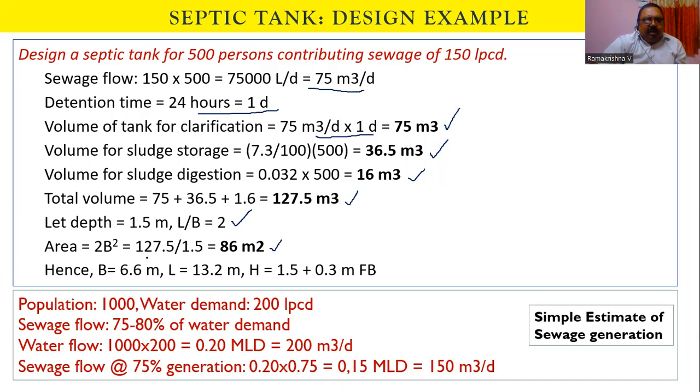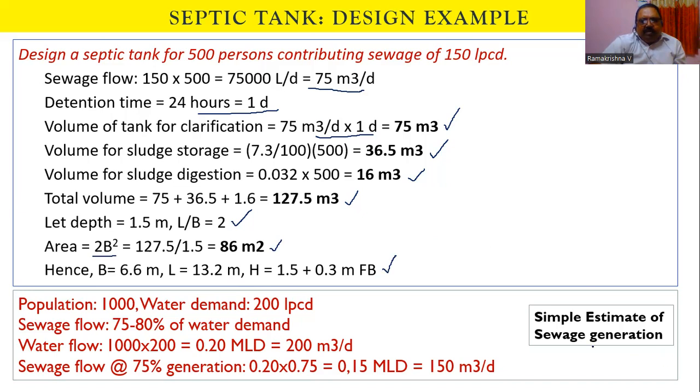Volume by H, the depth, is equal to area. Area is equal to L into B. When L is equal to 2B, it is equal to 2B square. So working out the dimensions, B is equal to 6.6 meters, L is equal to 13.2 meters, and H is equal to 1.5 meters plus 0.3 meters of freeboard. These are simple calculations, not going into too much detail, and are usually adopted in a practical manner.